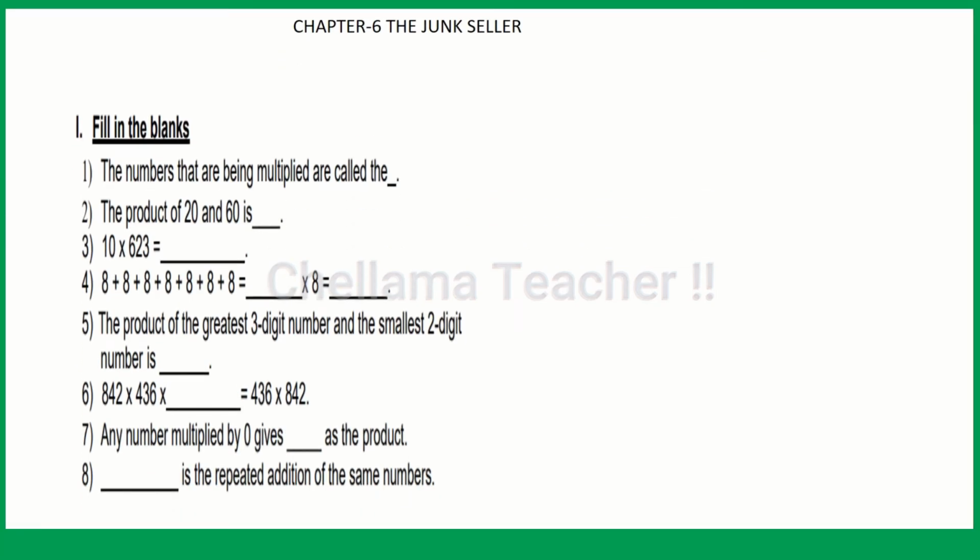Chapter 6, The Junk Seller. First, fill in the blanks. Question number 1. The numbers that are being multiplied are called the factors.